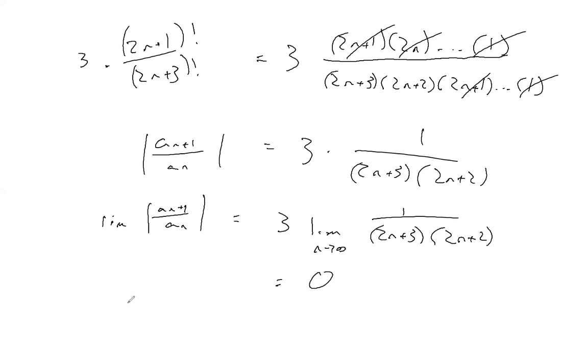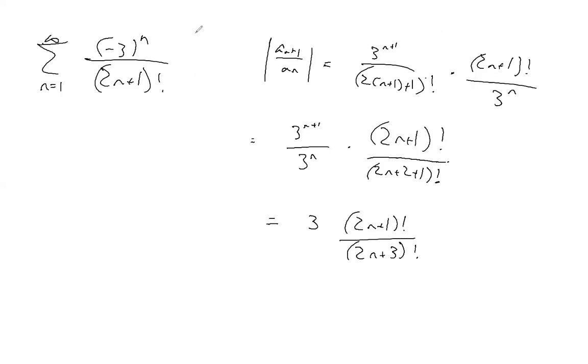Now, what does the ratio test tell me? I have the limit of an plus 1 over an is equal to 0. So the ratio test tells me, since this is less than 1, my series is absolutely convergent, which implies my series is convergent. So my series, which I started with, which is this, is convergent.